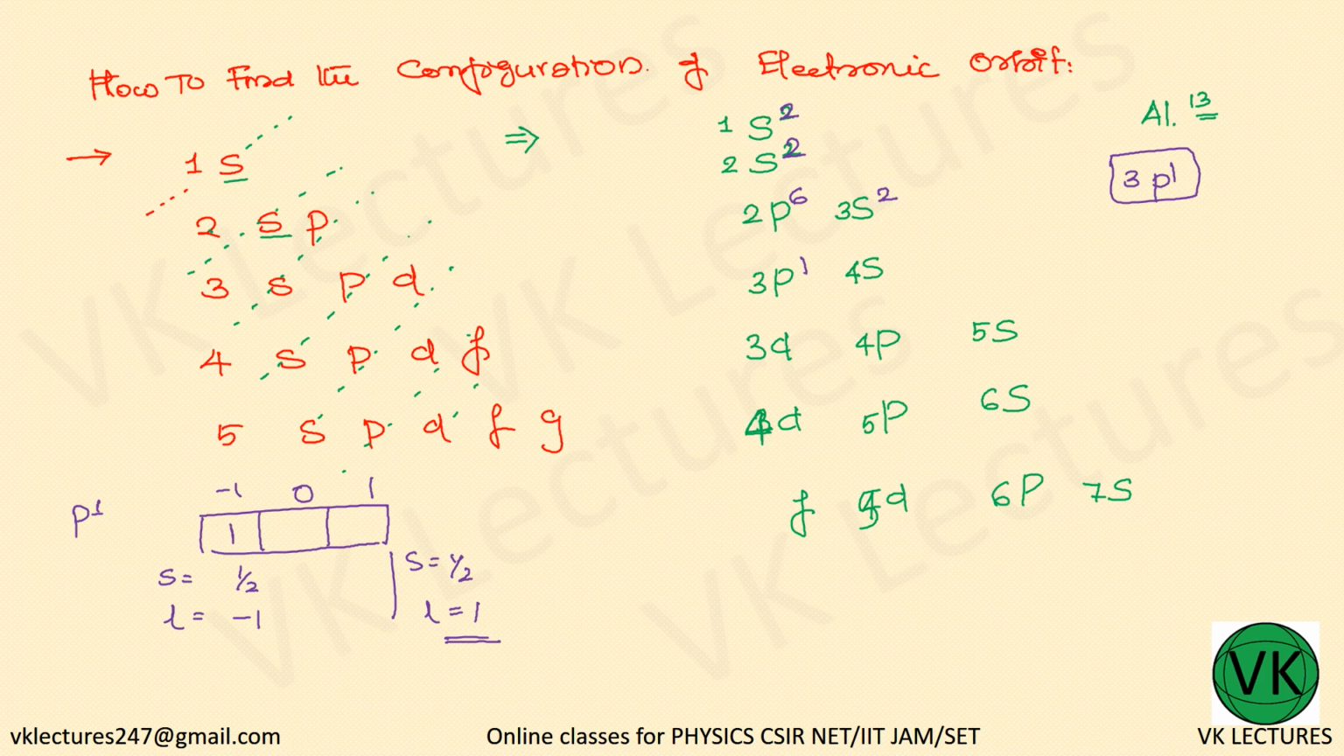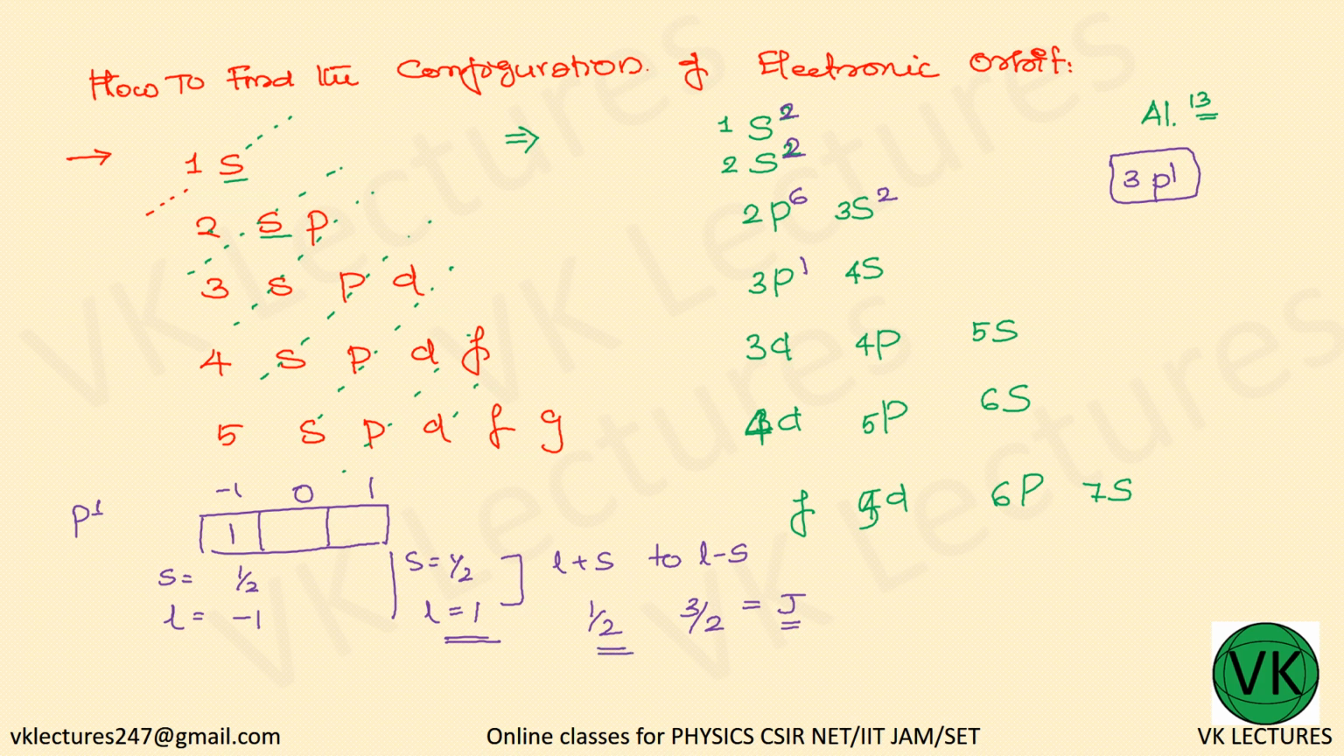Okay, so L plus S to L minus S. So 1 plus half, that is 3/2. 1 minus half is half, so half and 3/2 are the J values. Now since it is less than half filled, we will go with the lower J value, that is half.